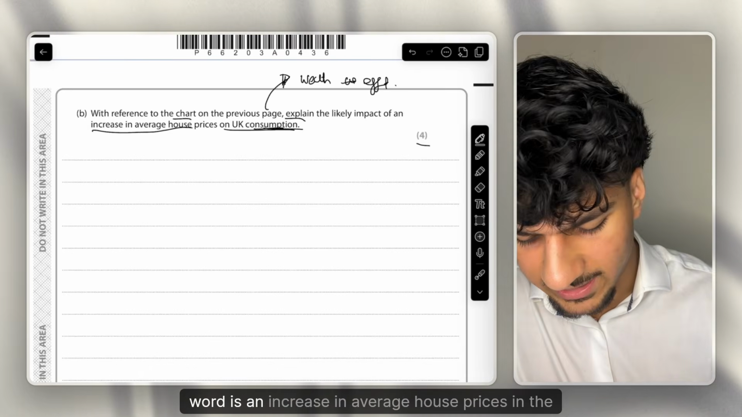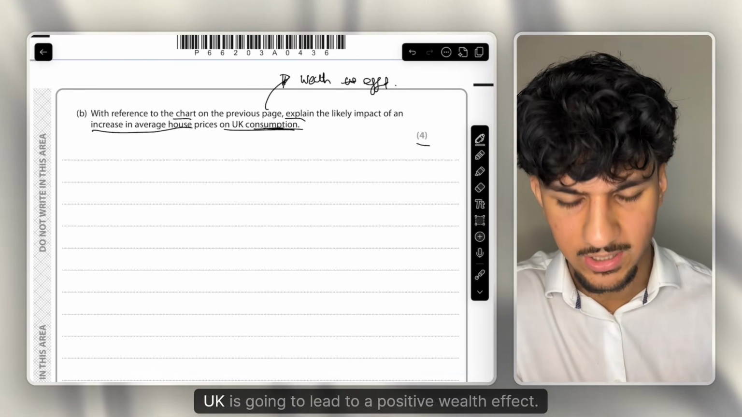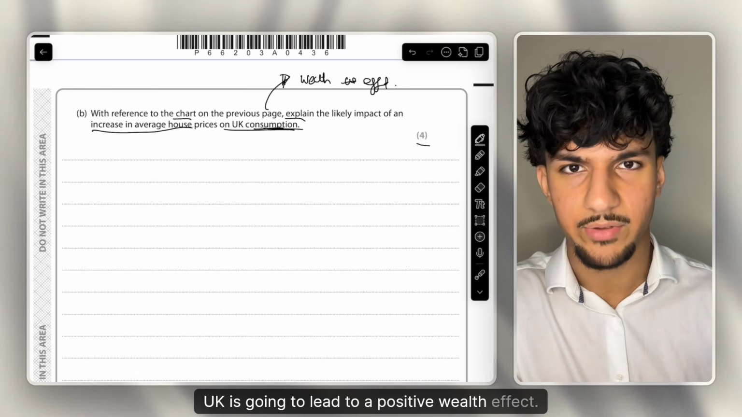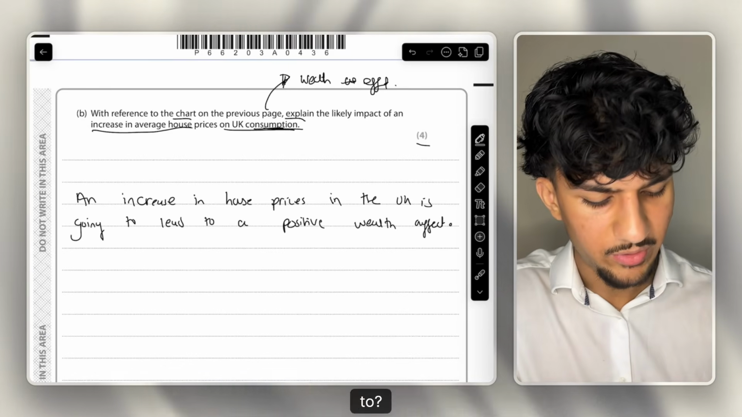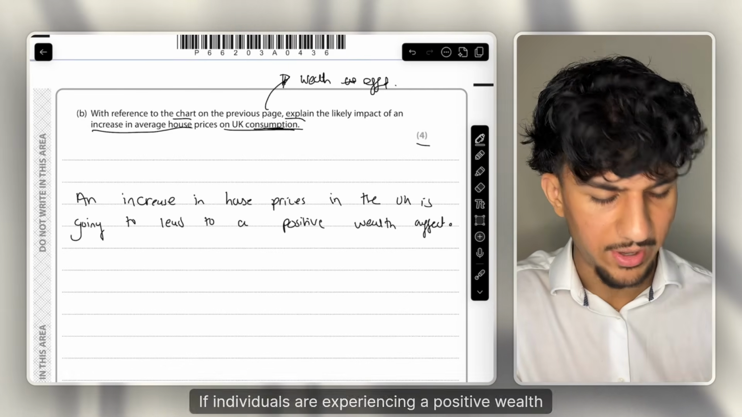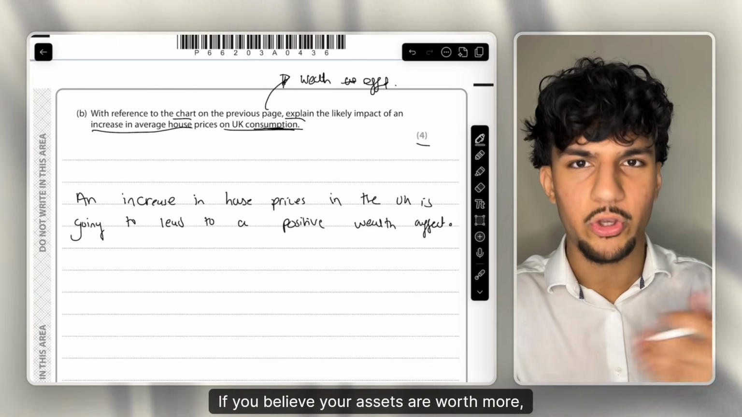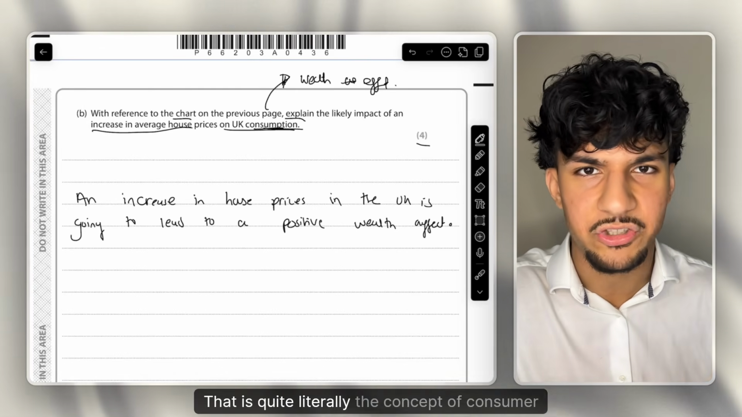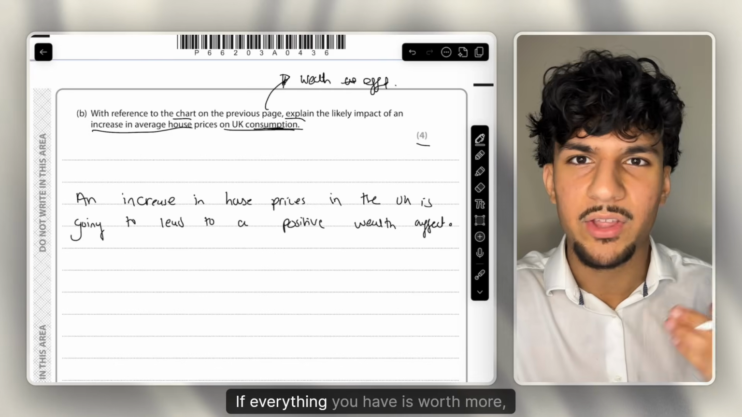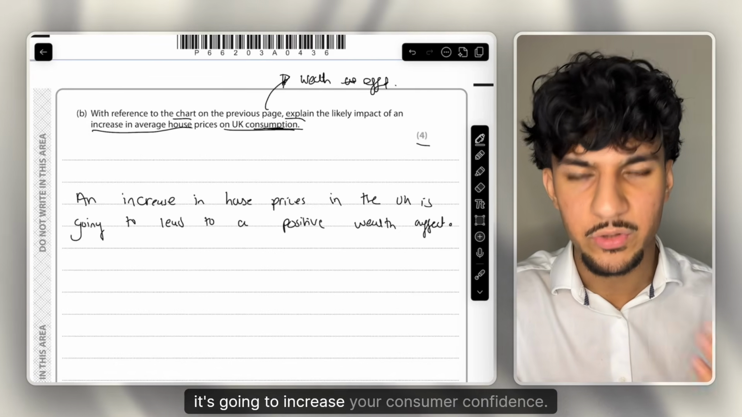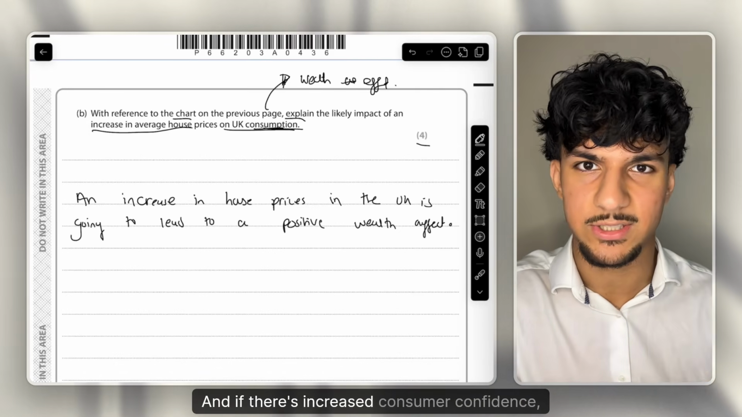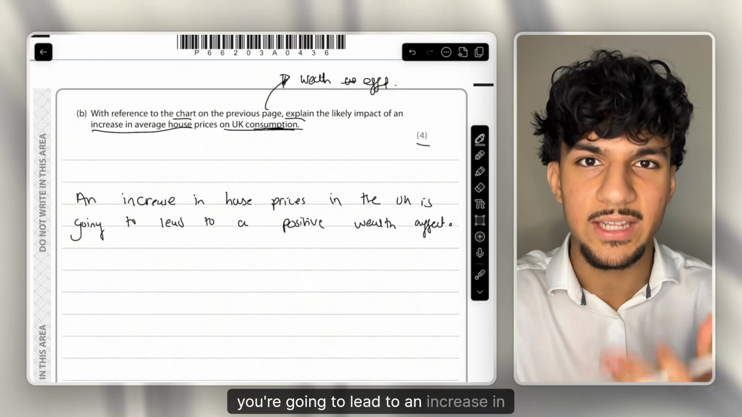So the way I'd word it is an increase in average house prices in the UK is going to lead to a positive wealth effect. And what is that positive wealth effect going to lead to? If individuals are experiencing a positive wealth effect, if you believe your assets are worth more, your house is worth more, that is quite literally the concept of consumer confidence. If everything you have is worth more, it's going to increase your consumer confidence, and if there's increased consumer confidence, you're going to lead to an increase in consumption.